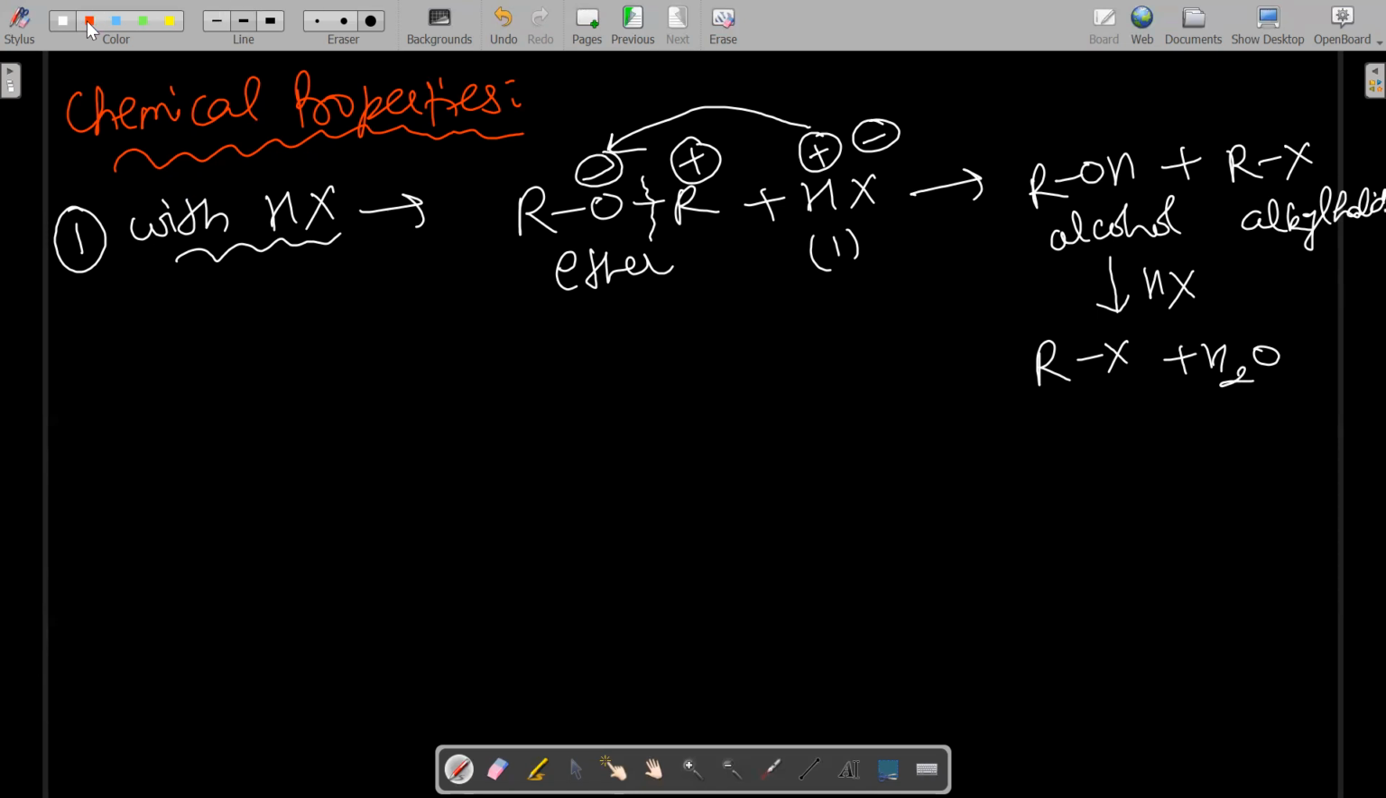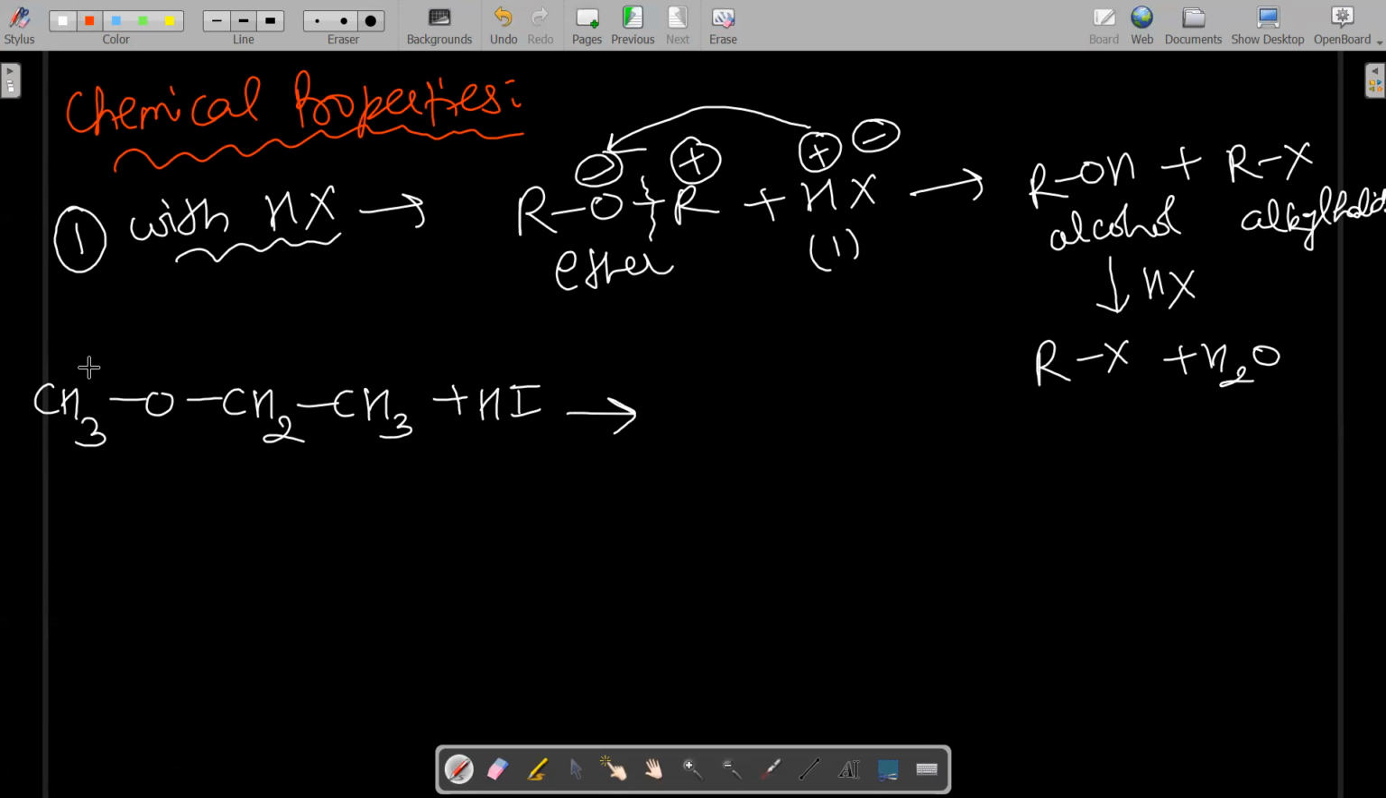But if the ether is unsymmetrical, what happens in that case? Better we take one example. So this is an unsymmetrical ether, and it is treated with HI. Now the question arises: does the cleavage occur from the left side or from the right side?